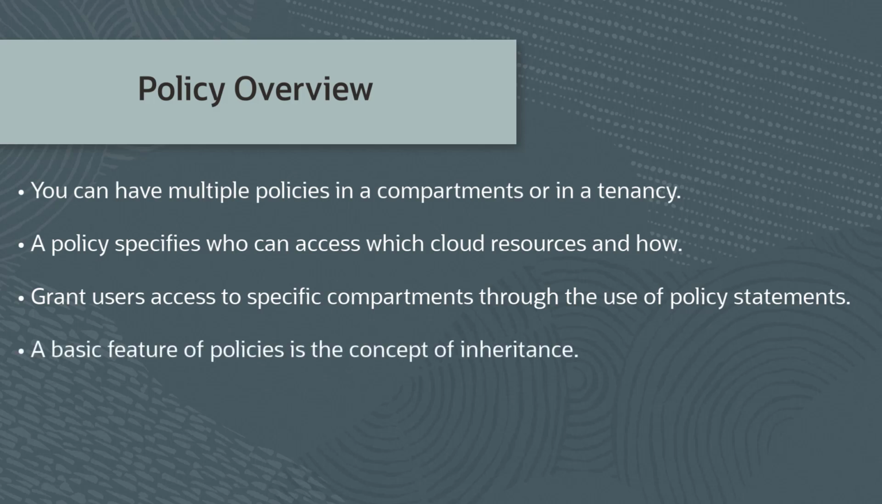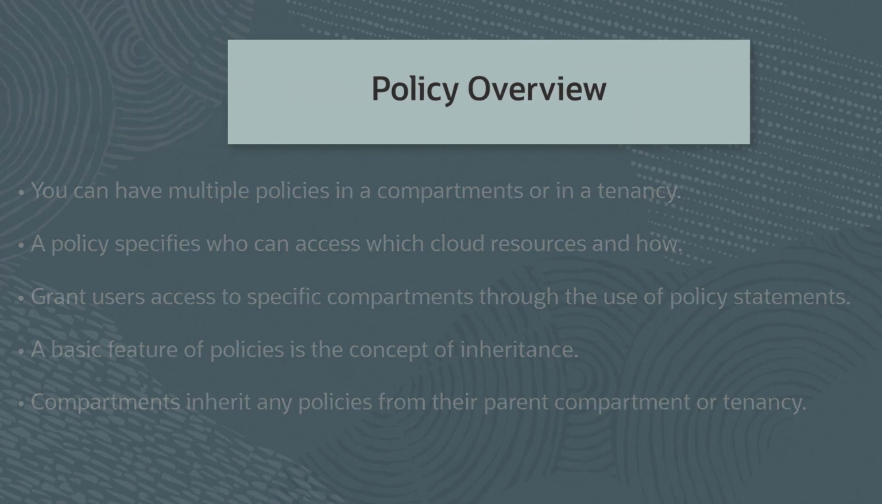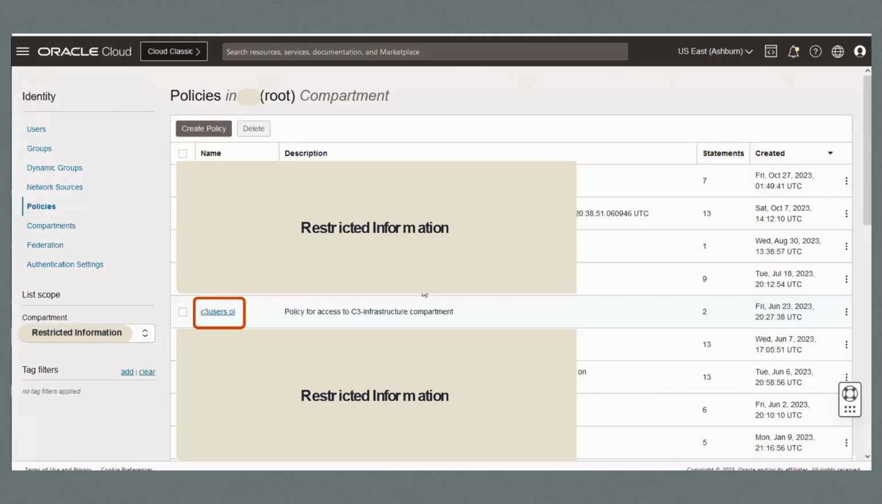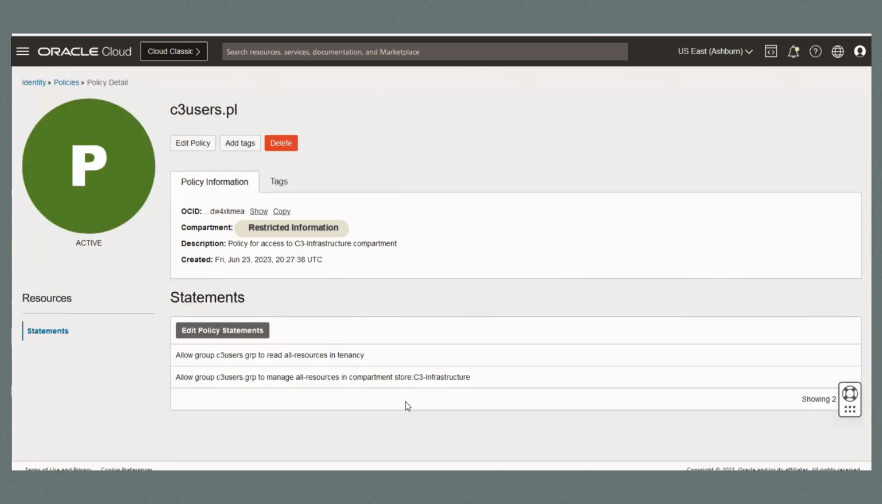A basic feature of policies is the concept of inheritance. Compartments inherit any policies from their parent compartment or tenancy. Returning to the Compute Web UI, I'll click on c3users.pl and show that I have 2 policy statements. Allow group c3users.grp to read all resources in tenancy. Allow group c3users.grp to manage all resources in compartment store:/c3-infrastructure. I'll give a quick explanation of a policy statement to help explain these 2 statements.